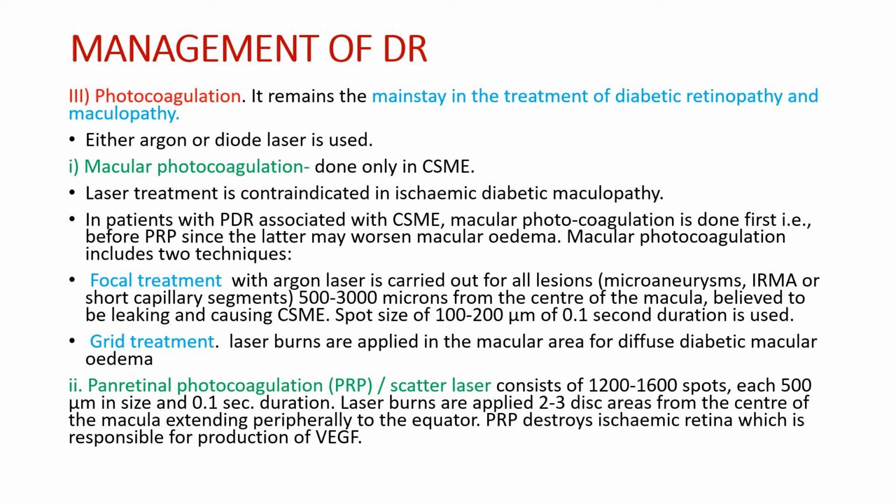So the type of laser which is used is either argon or diode laser. So we have two types of laser that we can do. One is macular photocoagulation and the other one is the pan-retinal photocoagulation or scatter laser. Now talking about macular photocoagulation, it is done only in cases of clinically significant macular edema. Laser treatment on macula is contraindicated in ischemic diabetic maculopathy.